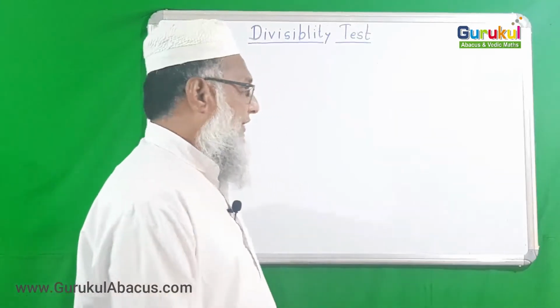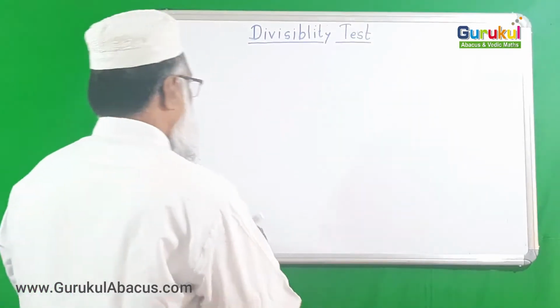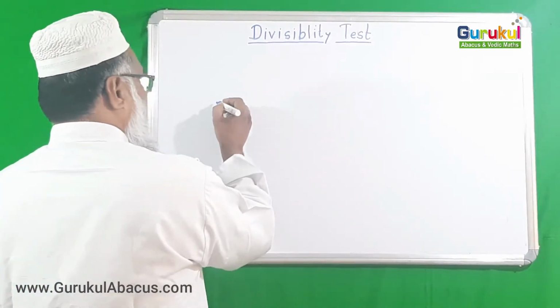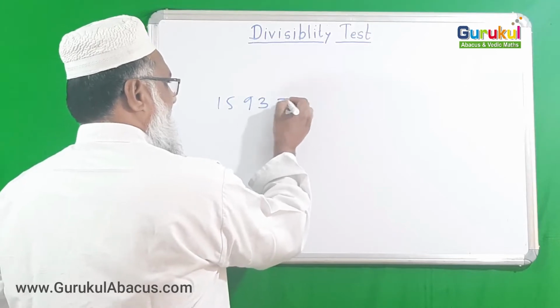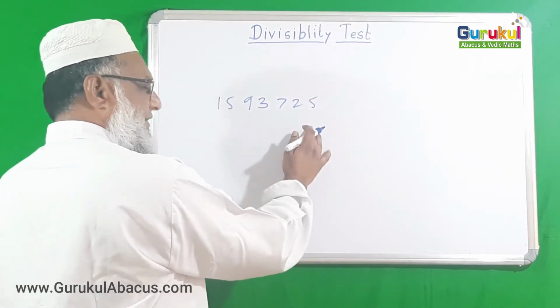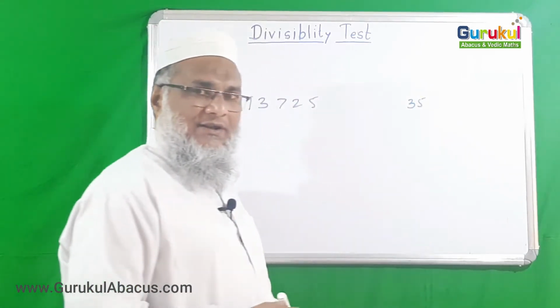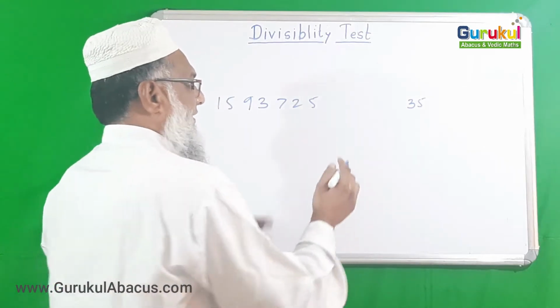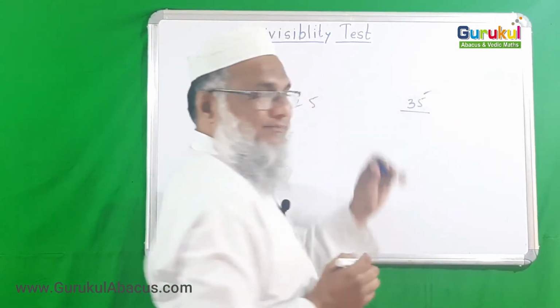Hello friend, now we are going to study if any of our given number is there. Suppose it is like that, any number, it is 15,93,725. Is this number exactly divisible by 35 or not? It means now we are going to study the divisibility test for a number ending with 5.